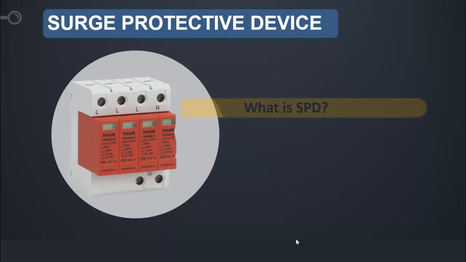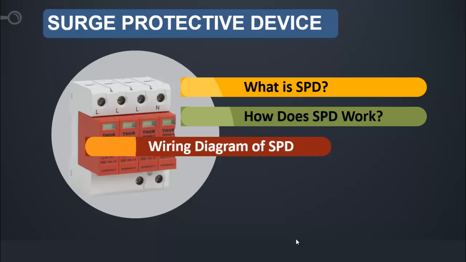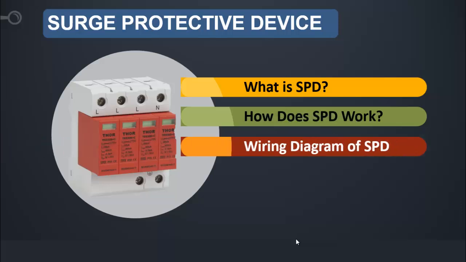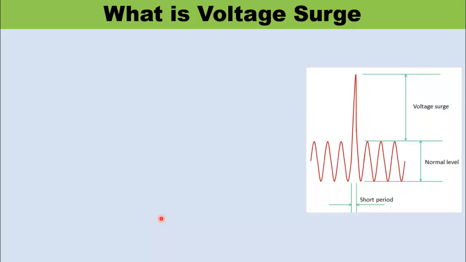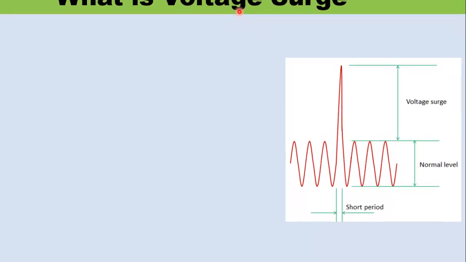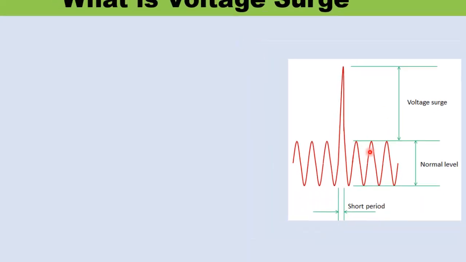In this tutorial, we will learn what is SPD, how does it work, and what are the main specifications of SPD. For understanding purpose of SPD, we first look at what is voltage spike. Here in this diagram, you can see a simple sine wave. This is the normal voltage level. And this is the spike which lasts for very short duration.